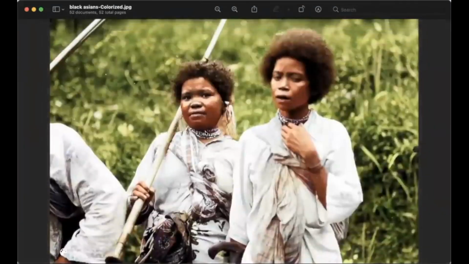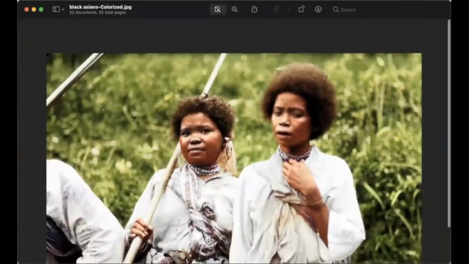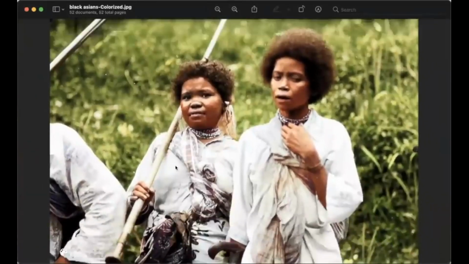Okay, this is Malayans. These are some Malays, I believe. Yeah, these are from Malaysia. Again, Southeast Asians. This is a more modern picture. This is from the 1900s, I believe. So they still look like that there.